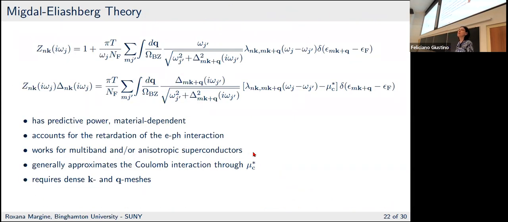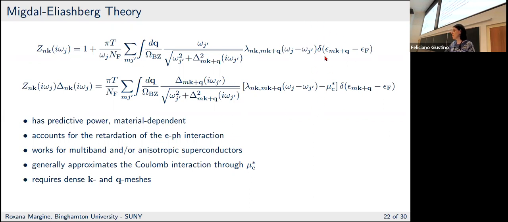So just to summarize, that's the end part of the theory: the Migdal-Eliashberg formulas have predictive power. It's material dependent, so you can apply it on any material. It accounts, I forgot to mention this, for retardation of the electron-phonon interaction. And the main thing is that it works for multi-band and anisotropic superconductors.